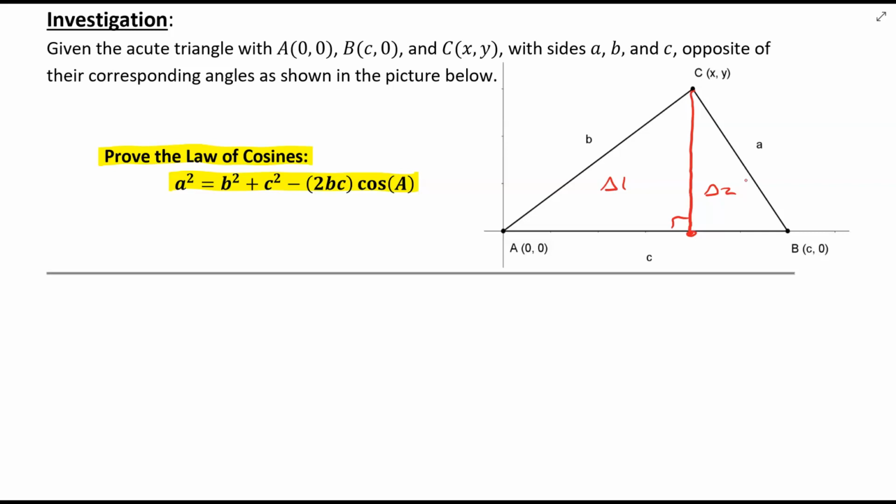So you should be able to express it with just one letter. So we're talking about that length right there.